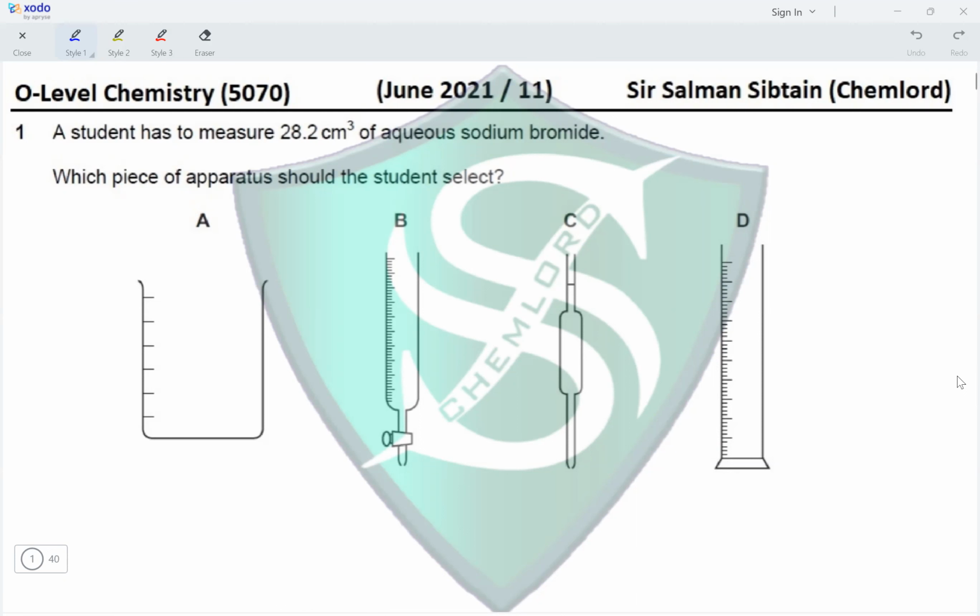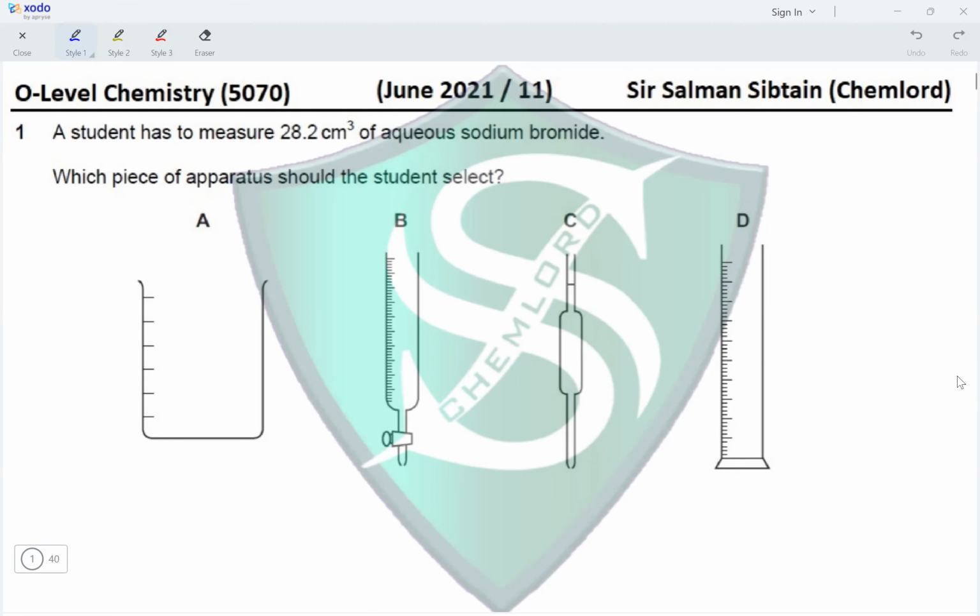For A, it is just a beaker. A beaker is not used to measure volume at all. So it is just a container. It just has markings so that we know approximately what volume of the solution is present in the beaker.